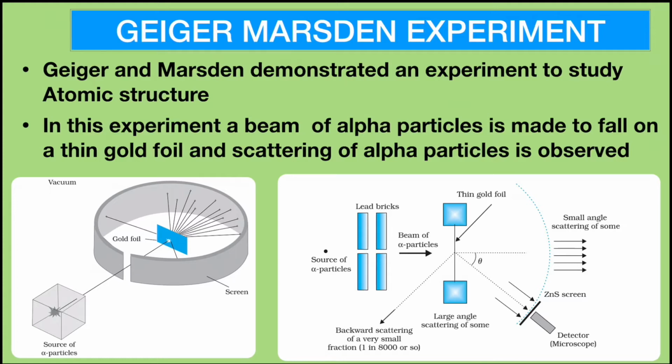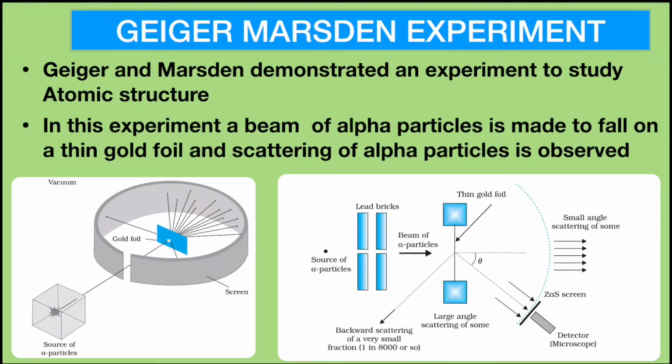We have a movable screen which is made of zinc sulfide. When alpha particles strike the screen, scintillations are produced. We will observe what happens to the number of scintillations. This screen is moved in a circular path all around the arrangement. It is observed that when the screen is just behind the gold foil, the number of scintillations is maximum.